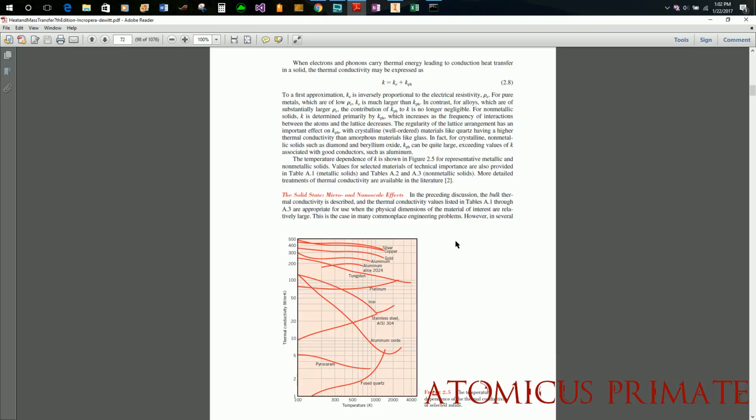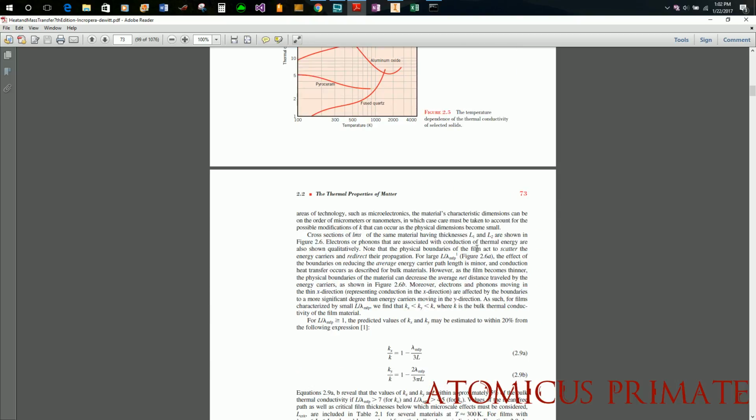In the preceding discussion, the bulk thermal conductivity is described, and the thermal conductivity values listed in Table A.1 through A.3 are appropriate for use when the physical dimensions of the material of interest are relatively large. This is the case in many commonplace engineering problems. However, in several areas of technology, such as microelectronics maybe, the material's characteristic dimensions can be on the order of micrometers or nanometers, in which case care must be taken to account for the possible modifications of K that can occur as the physical dimensions become small.